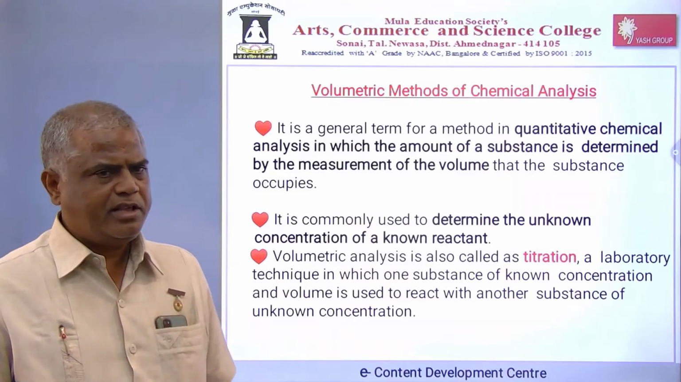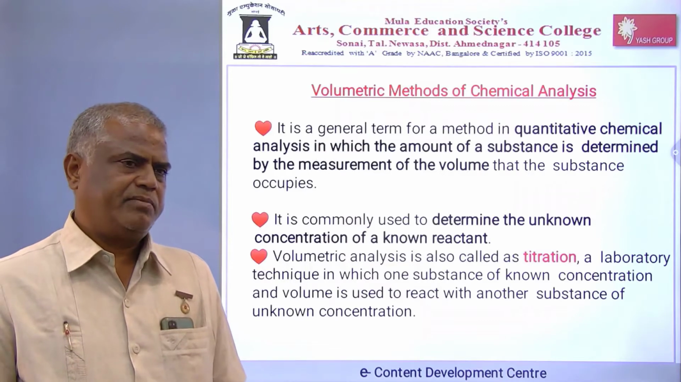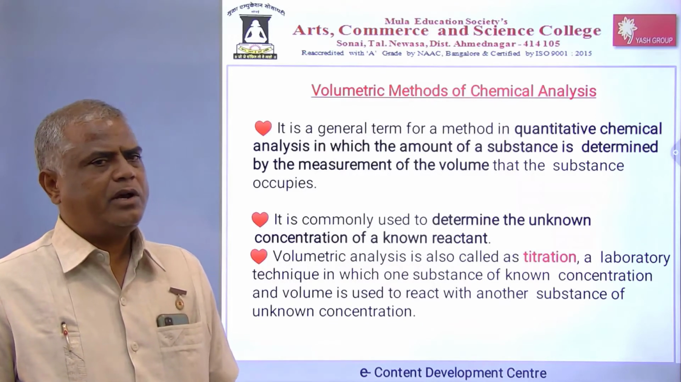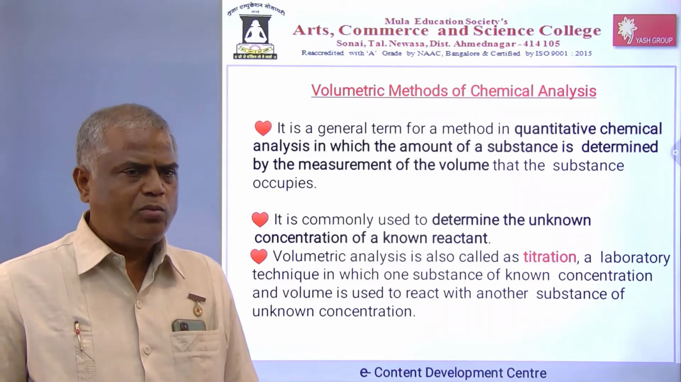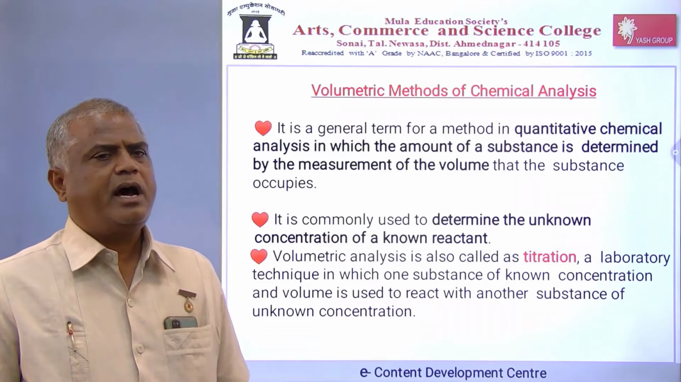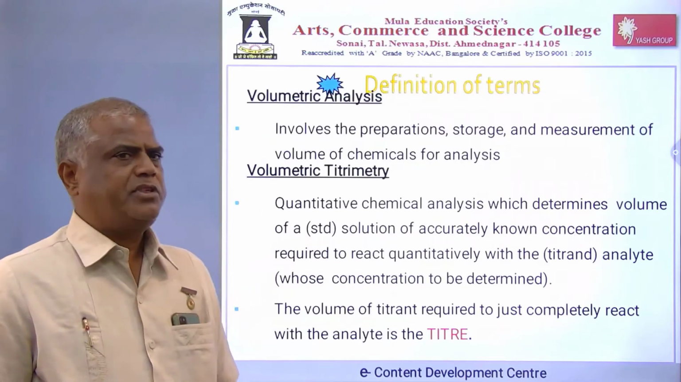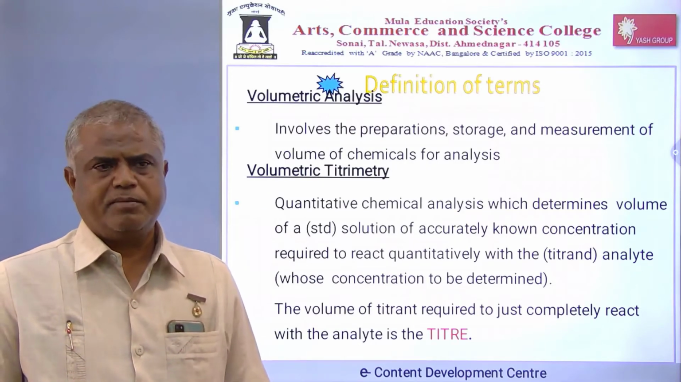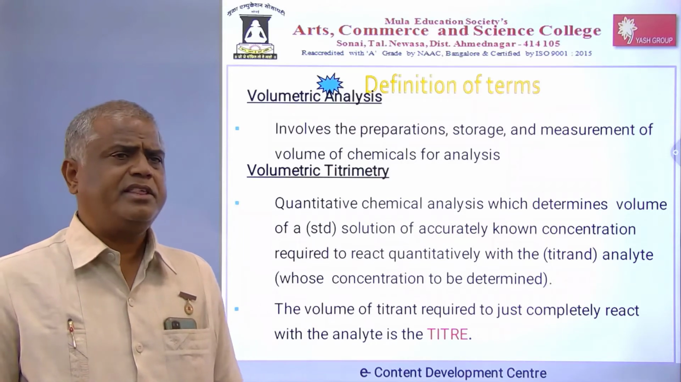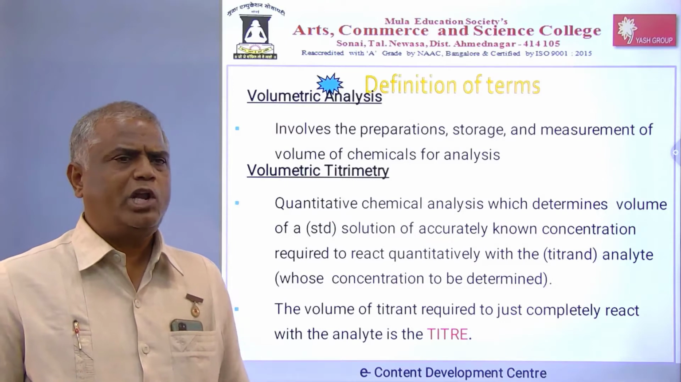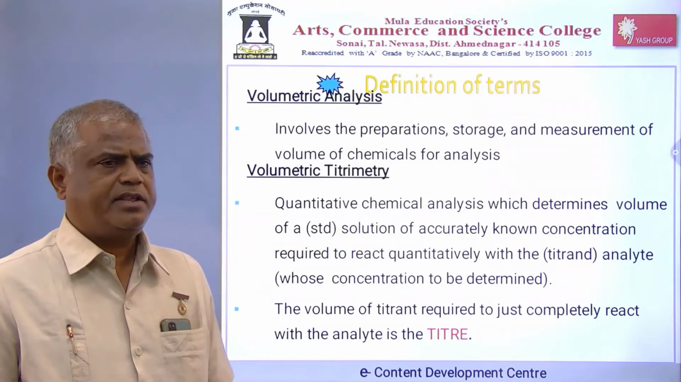And volumetric analysis is also called the titration method. It is a laboratory technique in which one substance of known concentration and volume is used to react with another substance of unknown concentration. Now, the definition of some terms involved in volumetric analysis. Volumetric analysis involves the preparation, storage, and measurement of the volume of chemicals for analysis.